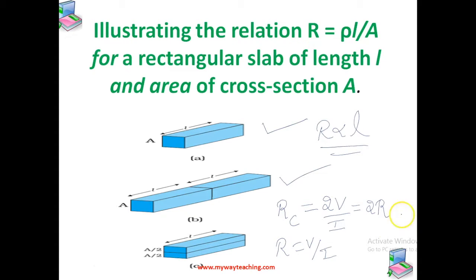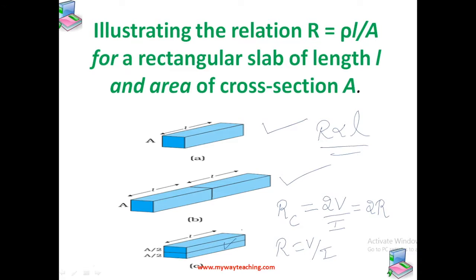Now let us consider one more situation. Imagine dividing the slab into two by cutting it lengthwise, as you can see in figure C. So we have a combination of two identical slabs of length L, but each having a cross-sectional area of A by 2.